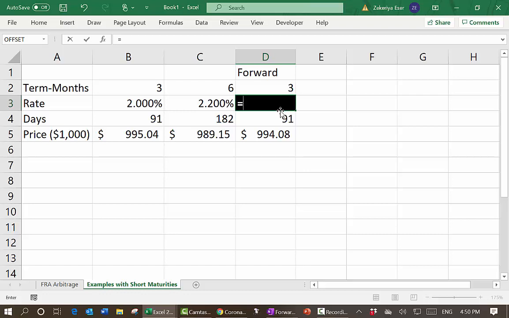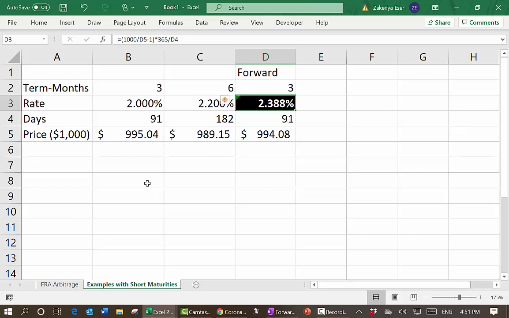From that we could actually figure out the rate. The regular rate is going to be 1,000 over the price minus 1. So that would be the interest rate for the 3-month period. We need to convert that into APR terms, which means we multiply it by 365 and divide it by the number of days in the forward period. So this means the forward rate is going to be 2.388.